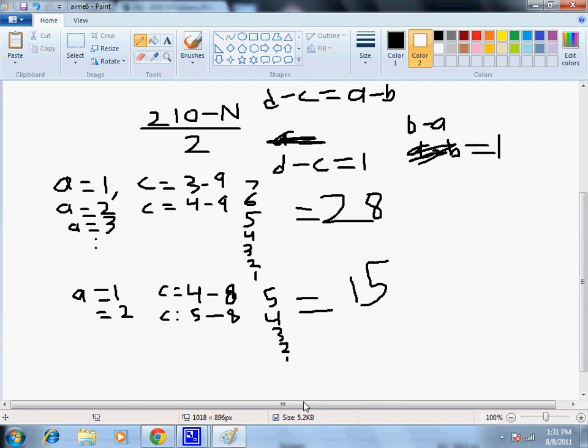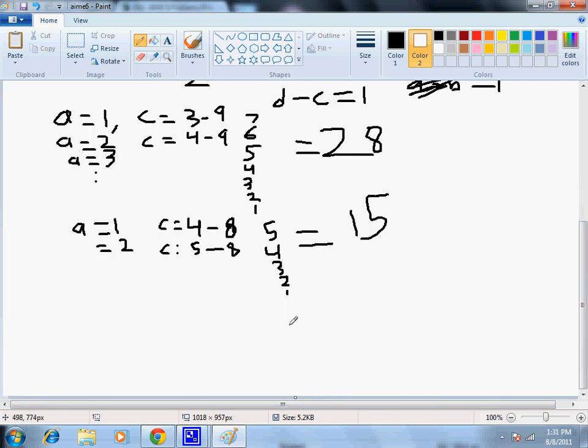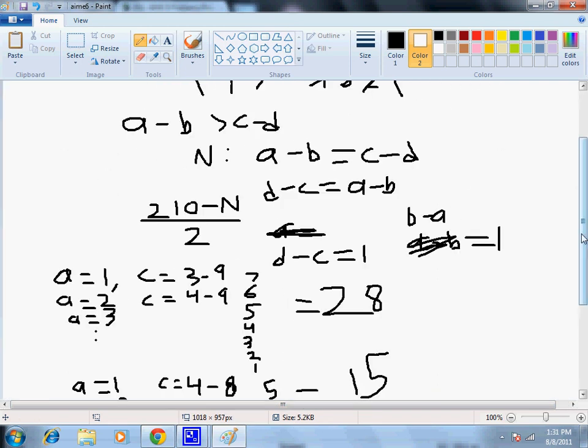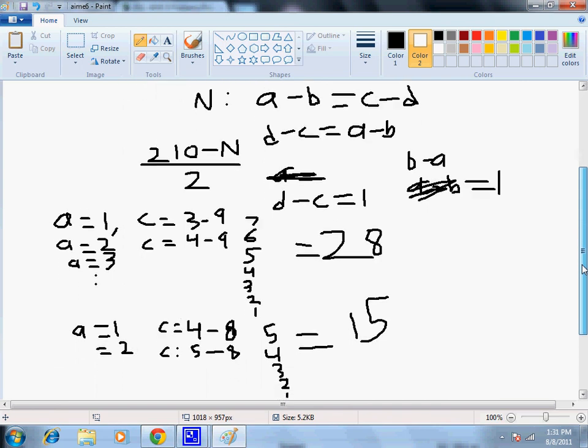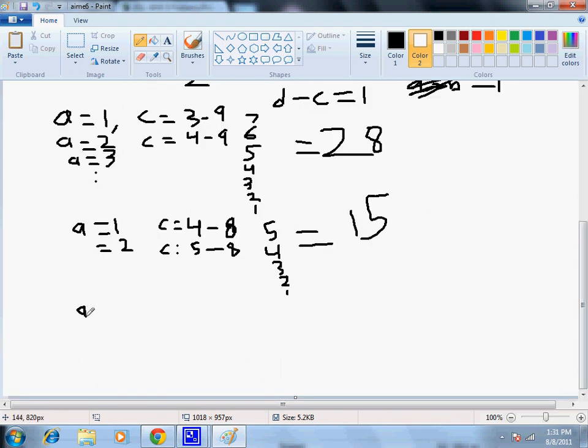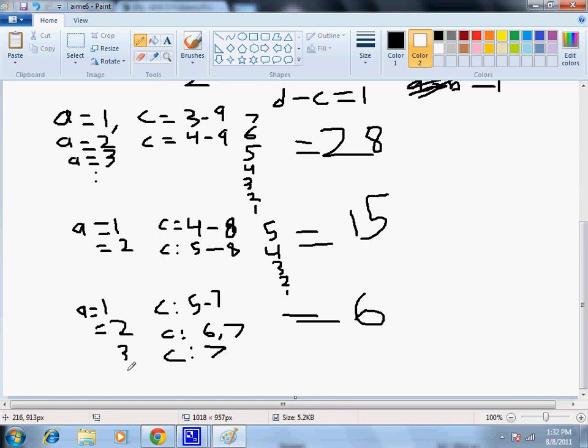If the differences are 3, then if A equals 1, B equals 4, and C can only be between 5 and 7. If A equals 2, then C can be either 6 or 7. And if A equals 3, then C has to be 7. So that's a total of 6 possibilities. And finally, if the differences are 4, then A is 1, B is 5, C has to be 6, and D has to be 10, so that's 1.